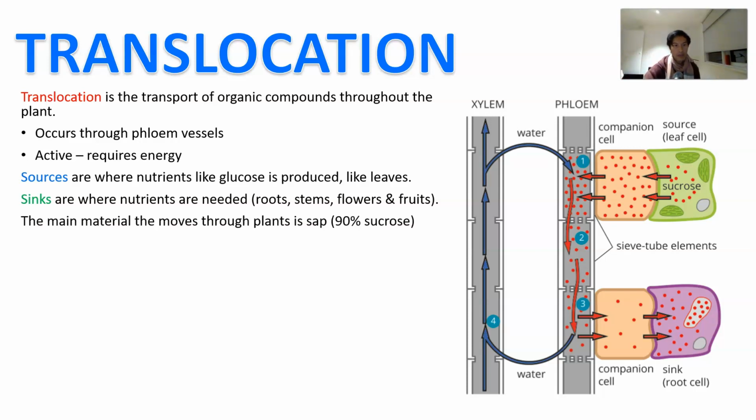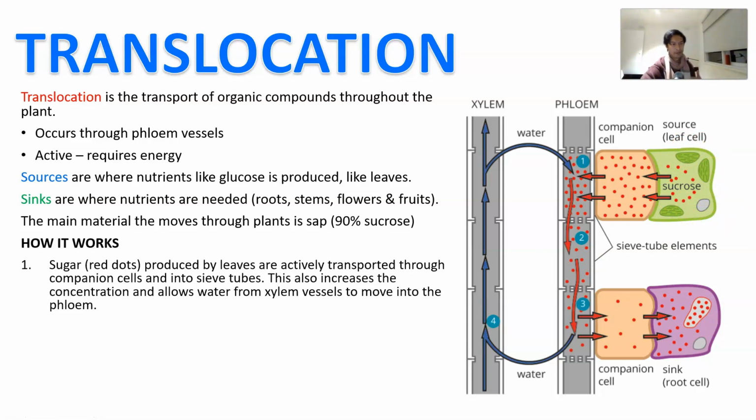The main material that moves through the plant is sap, and sap is predominantly made of sucrose, which is a type of carbohydrate. Sucrose is very soluble, which means it moves quite freely in the water, and that's a good advantage for the plant. And so when the plant photosynthesizes, it's going to convert the glucose into sucrose first, and then it's going to send it through the phloem vessels.